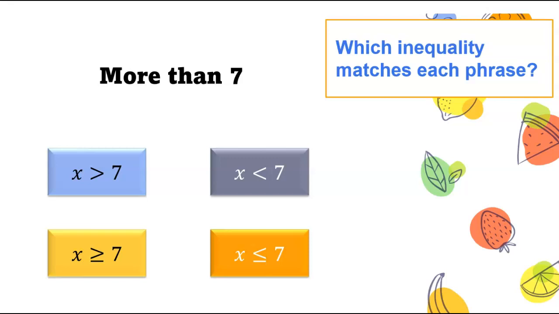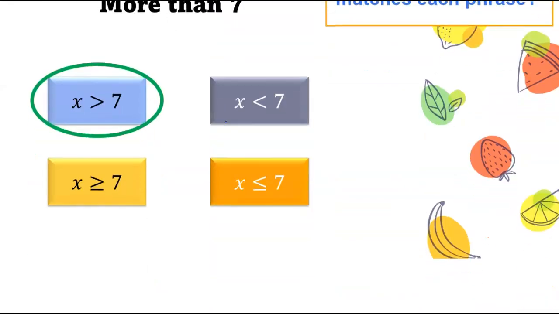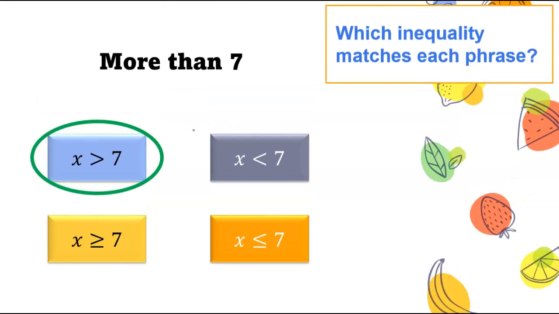X is more than 7. Well, more than is going to be the bigger side, right? If we say X is more than, so that means our alligator is going to be chomping X, right? Because X is bigger. So it looks like this one will be our option. Let's look and see if that's the answer. It is. X is more than 7. We also read this as X is greater than 7. That's typically what we call this symbol right here, a greater than symbol. So X is greater than 7 means the same thing as more than 7.